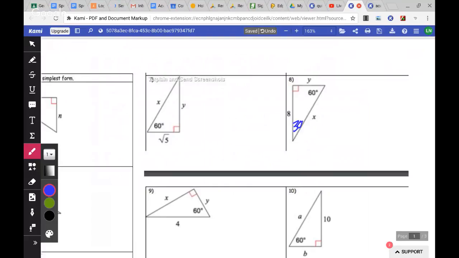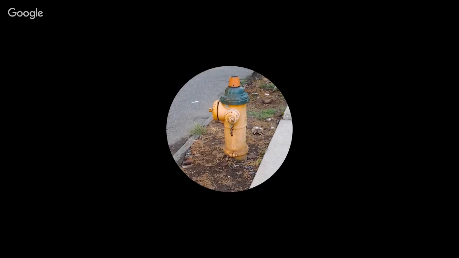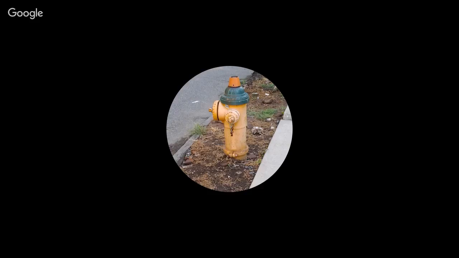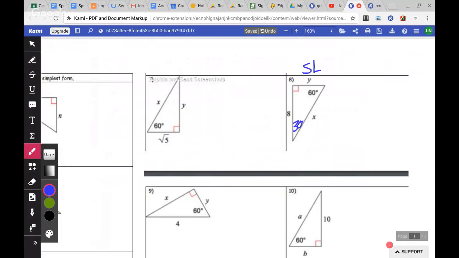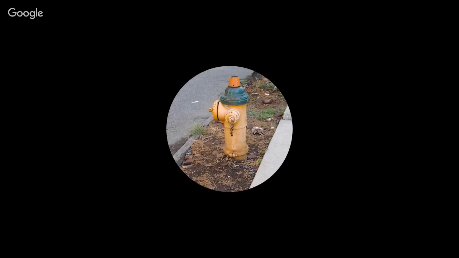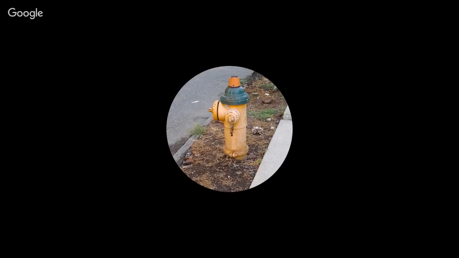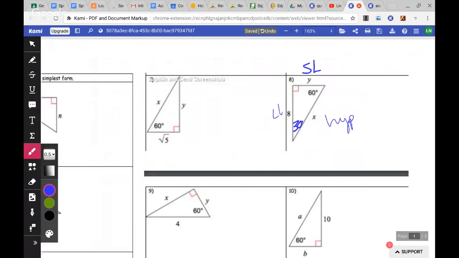Short leg, long leg, hypotenuse? Short leg. What's X? Hypotenuse. Yeah. All right. So we're starting with the long leg. What should you find first? What's home base? The short leg. Yeah, there you go.